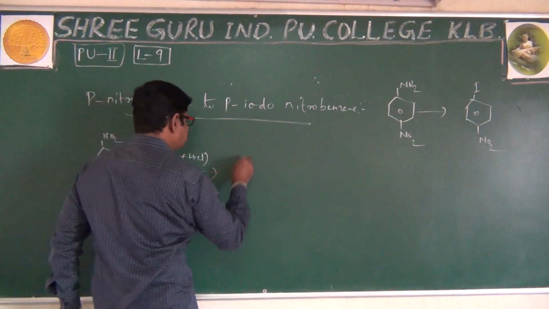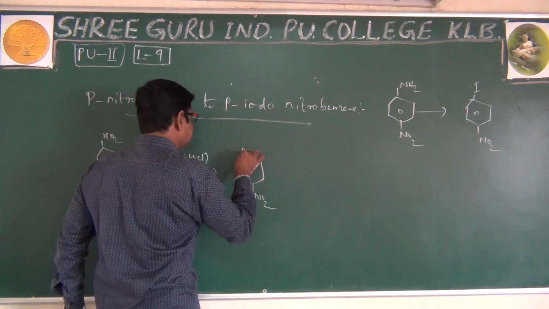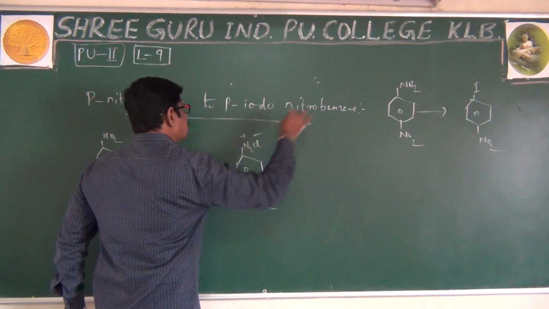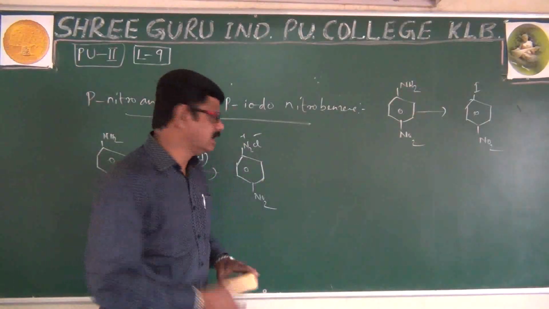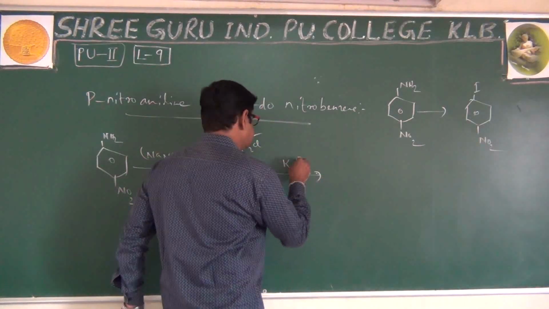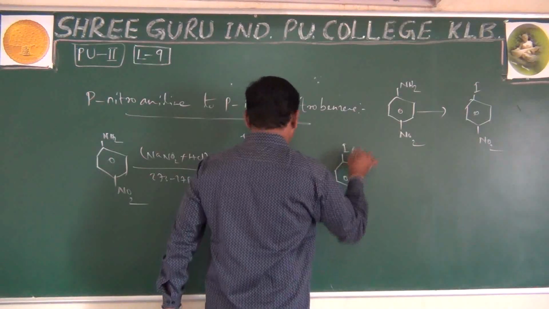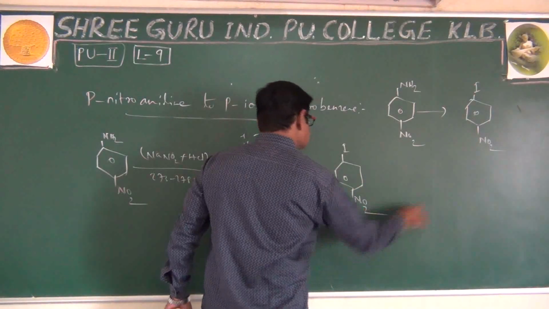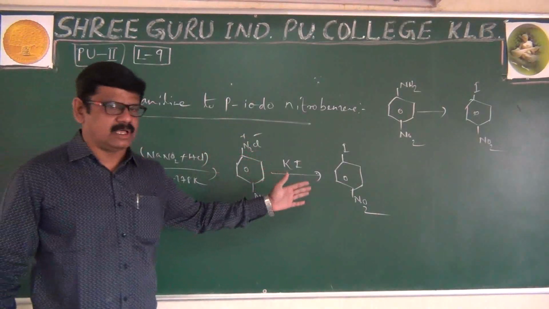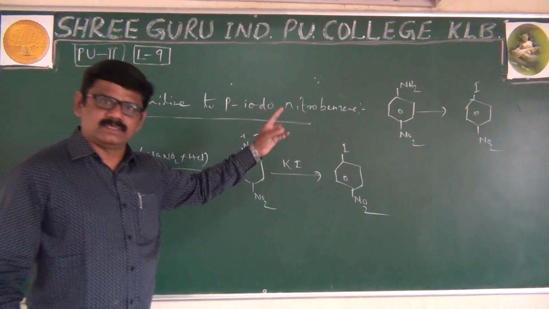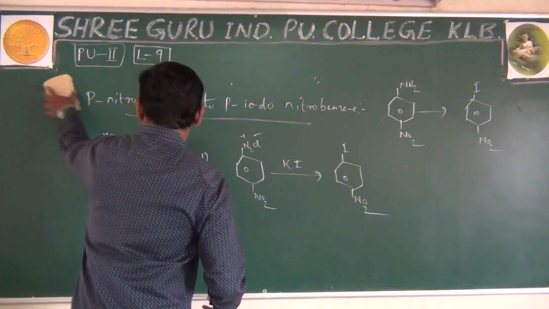NH2 is converted to N2Cl. Next step you can guess that N2Cl should be replaced with iodine. So I will react with potassium iodide. That's all. Iodine, nitro. That's it. In this conversion this many steps are involved, and all the steps are clear. There is no new step involved in this conversion process, right? Next question, let's see.